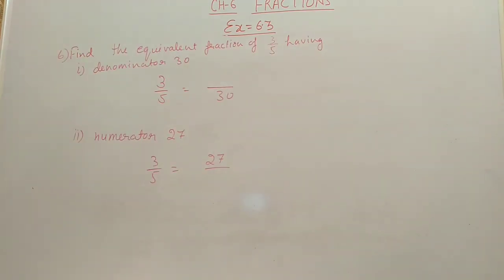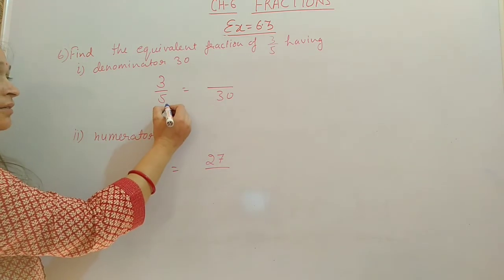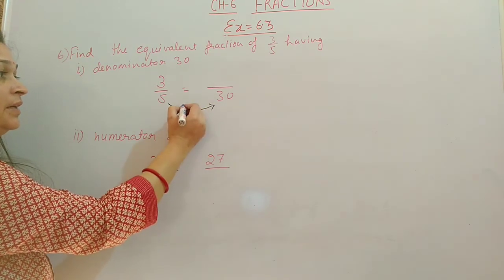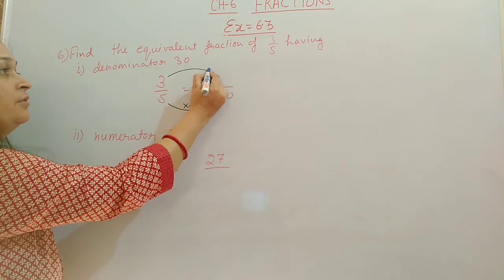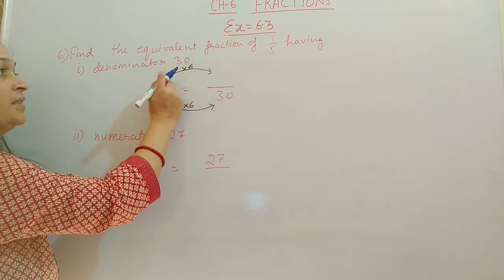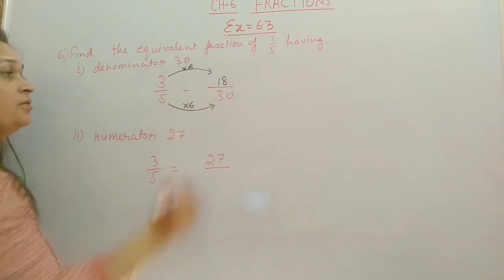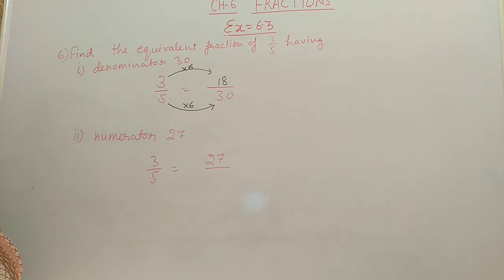Question number 6. Find the equivalent fraction of 3 by 5 having denominator 30. In the first case, the denominator we have is 30. So we are getting 30 after multiplying with 6. 5 6s are 30. Same thing we will do for the numerator. Multiply with 6. 3 into 6 is 18. So the answer will be 18 by 30.